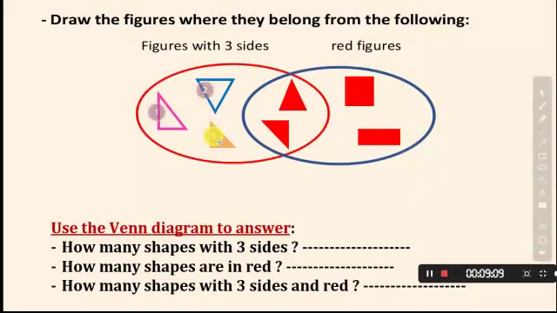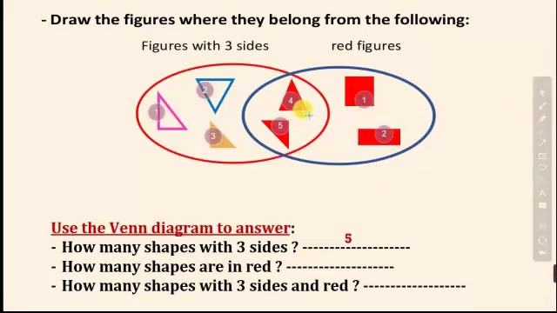1, 2, 3, 4, 5. So I have 5 shapes that have three sides. How many shapes are in red? Let's count them. 1, 2, 3, 4.